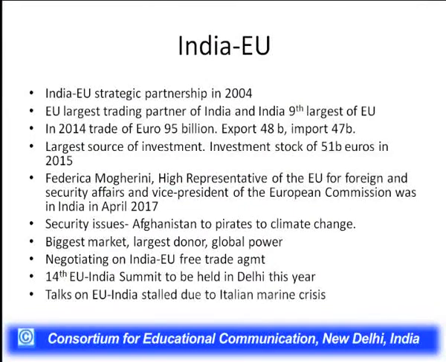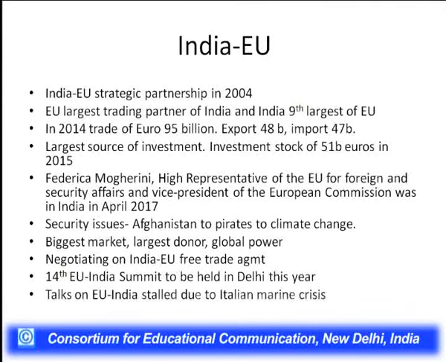India and the EU signed a strategic partnership deal in 2004. The European Union is the largest trading partner of India, and India is the ninth largest partner of the European Union. In 2014, trade was 95 billion euro. So that's a huge amount of trade. That's the highest amount of trade of India with any other bloc or any other country. And the export was 48 billion, and the import was 47 billion.